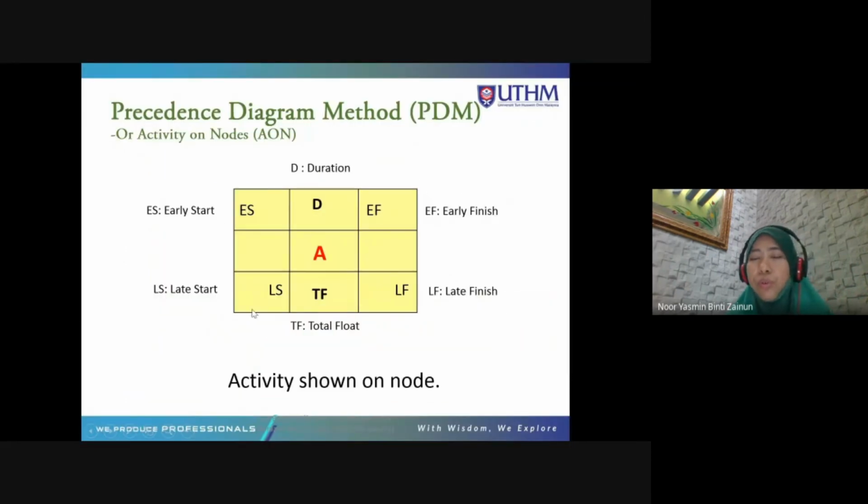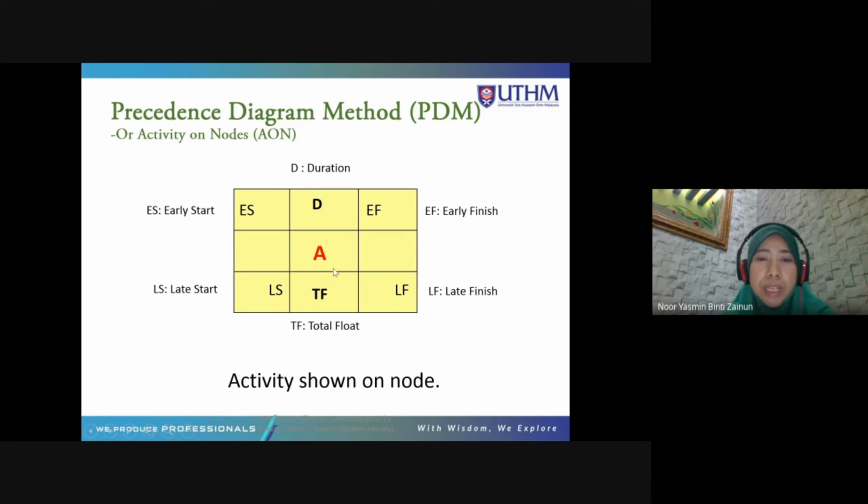Inside the node, we have so much information, banyak sangat information. Because on the arrow, we have duration only, right? And we have the early start, late start, early finish and late finish on the node, left and right. Okay, but in PDM, inside the node itself, we have all the information.